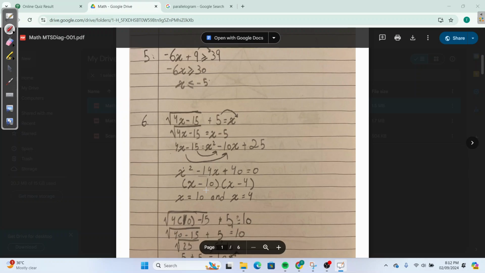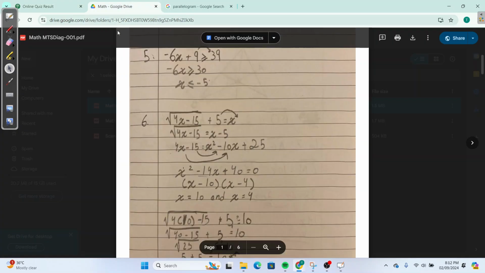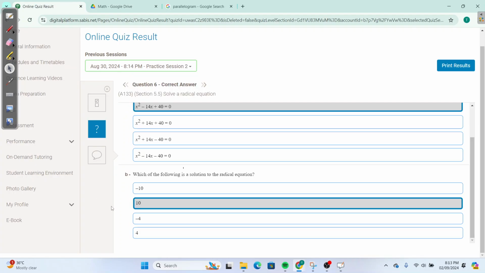Now, you factor this out, and this factoring should be really easy. If you don't know how, use the options they give you. As you can see, it can be 4, 10, negative 10, or negative 4. Now think about it logically. What numbers multiply together to be 40 and add together to be negative 14? That are these two numbers that are part of these four numbers.